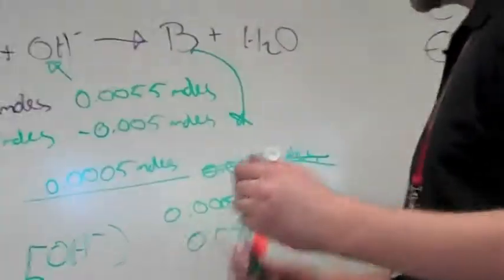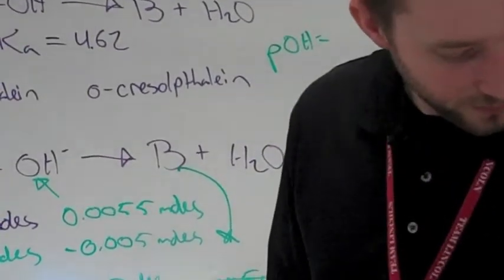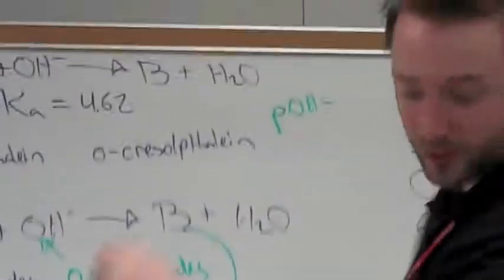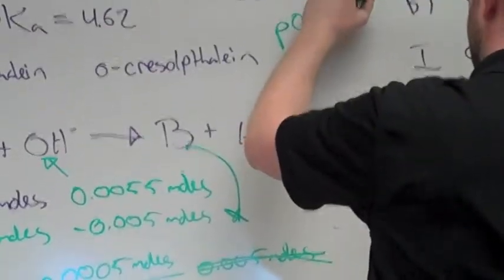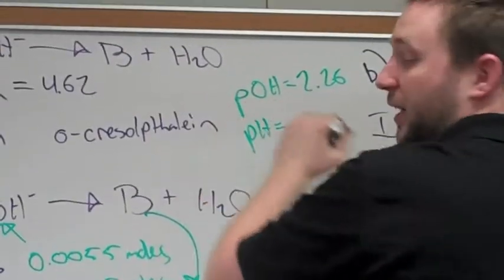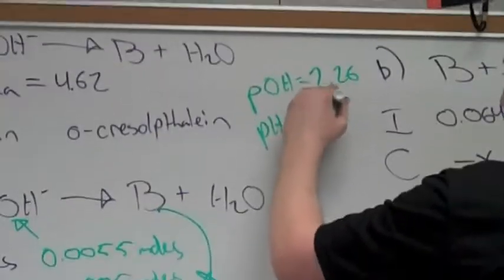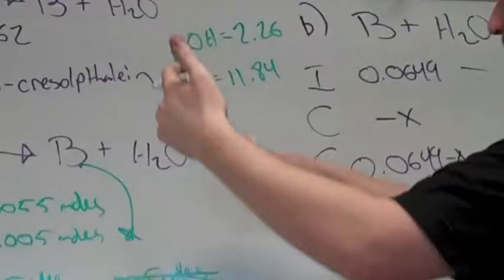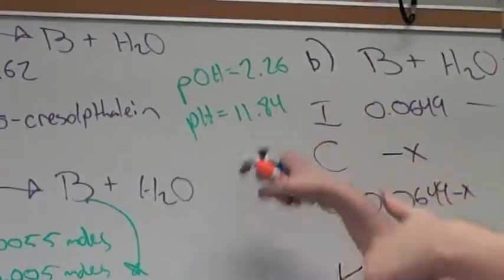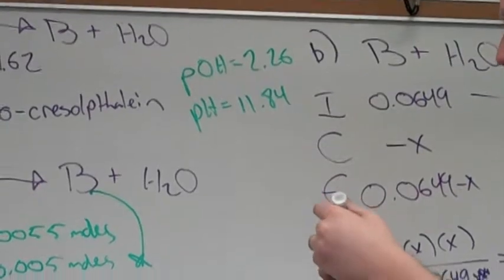Let's calculate. We're going to take 0.0005 divided by 0.080. And the concentration is going to be 0.00625 molar. From here we can find that the pOH of the solution is going to be, I think, 2.26, and the pH is going to be 11.84. So at the end of the titration, way after we've added excess base, it becomes very basic because we've totally destroyed the capacity of the solution to act as a buffer.